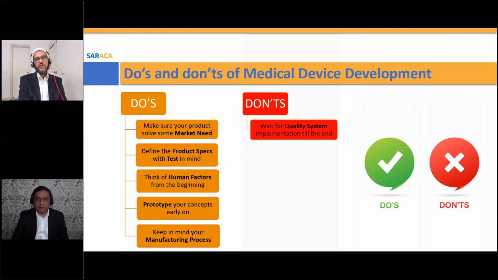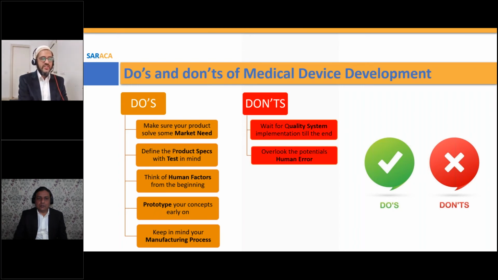For example, if it's a small organization, you're a startup, it's not necessary to have a complete system from day one, but you can build on the quality system as you go. But it's good to start from the beginning for the quality systems.